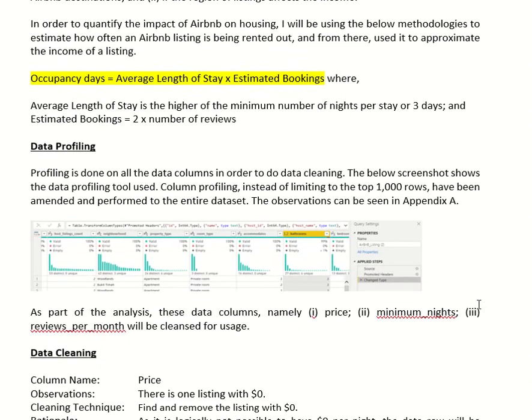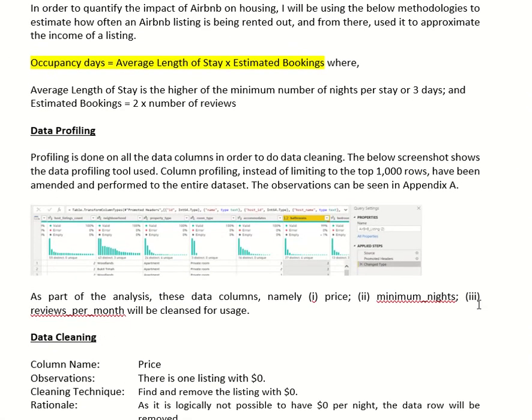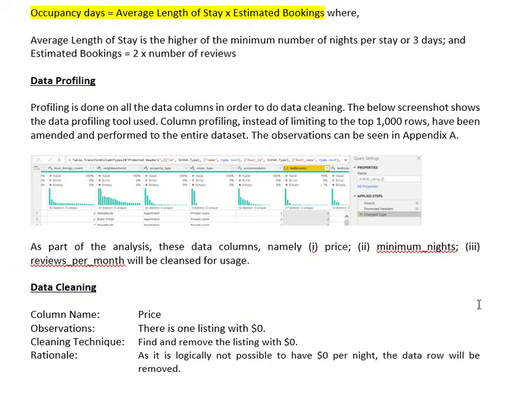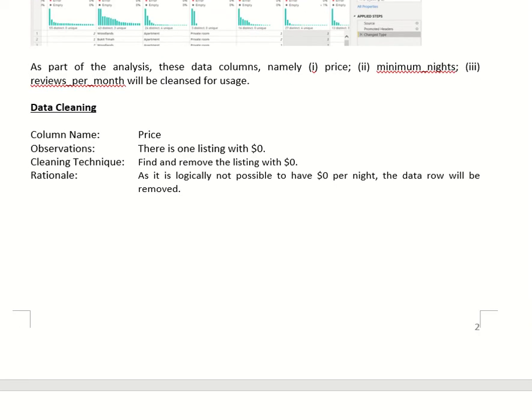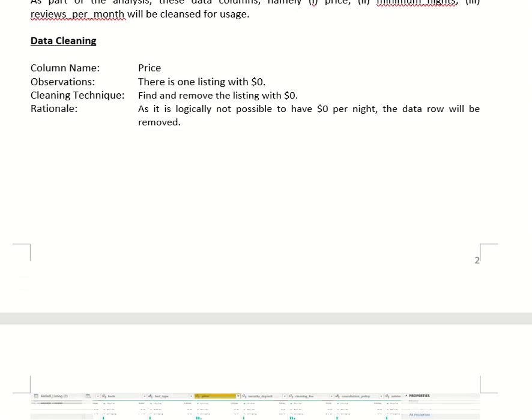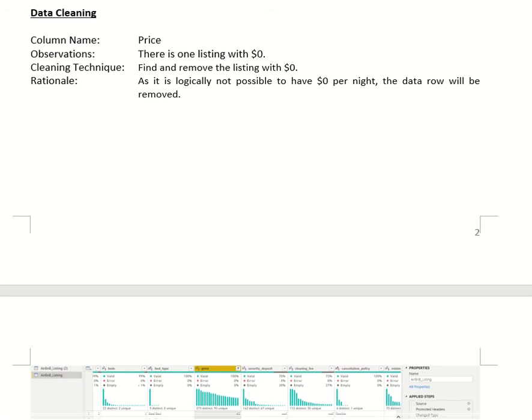Data profiling has been done on the entire data set. These observations are made in Appendix A, as attached in the report. But for the purpose of this analysis, I will only be using and cleaning the price, minimum nights, reviews per month, as well as the neighborhood. In this report, you'll be able to see the data cleaning that's performed. Essentially, most data are actually being removed.